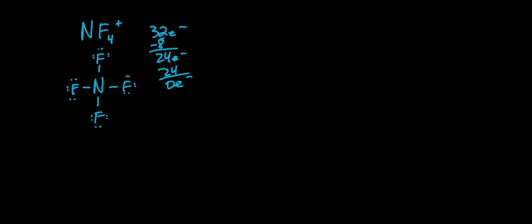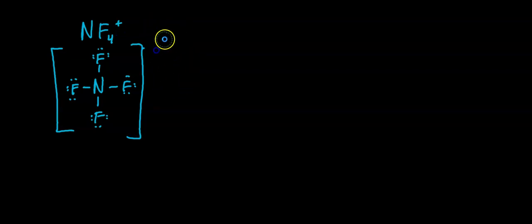So make sure you're checking for the octet rule every time. I've kind of been skipping over that. Each atom needs to satisfy the octet rule. Here, everything is good. The last step in drawing the Lewis structure for a polyatomic ion is to put that polyatomic ion in brackets. So the whole thing goes in brackets. And then the charge will go outside of the bracket. So that is an additional step if the substance you're drawing the Lewis structure for is a polyatomic ion.